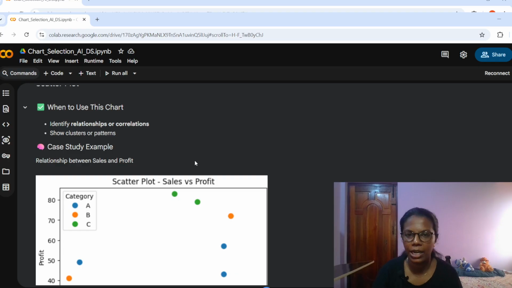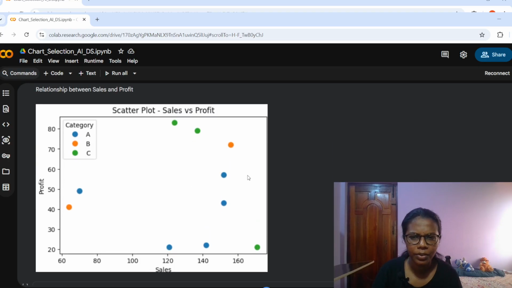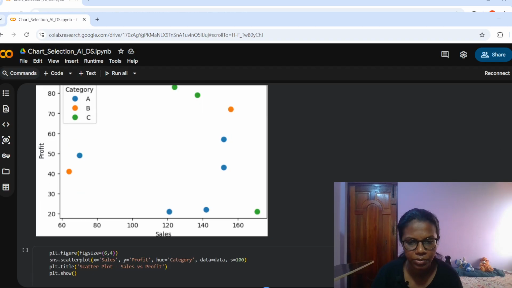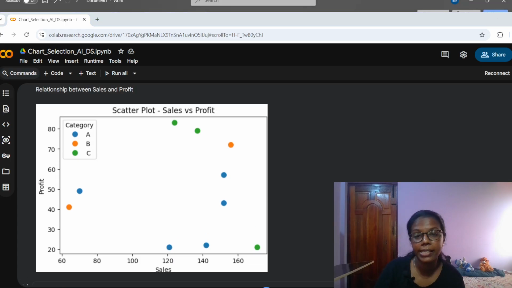Next, we have scatter plot. So when you just look into the chart, you might feel like, what is it? It feels like in an x and y axis, some colorful dots are spotted over there. What is going on in this chart? When do I need this chart? First of all, what is a scatter plot?